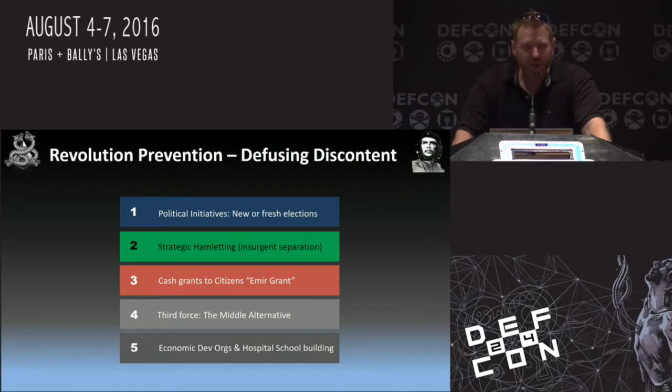The fourth one is a middle alternative. So we have a left party, a right party, and you offer a middle party. These are all techniques just to quiet the population down. You just have to be aware of these because they may happen if you're going to try to set up a revolution. And the last one is economic development organisations and hospital and school building.